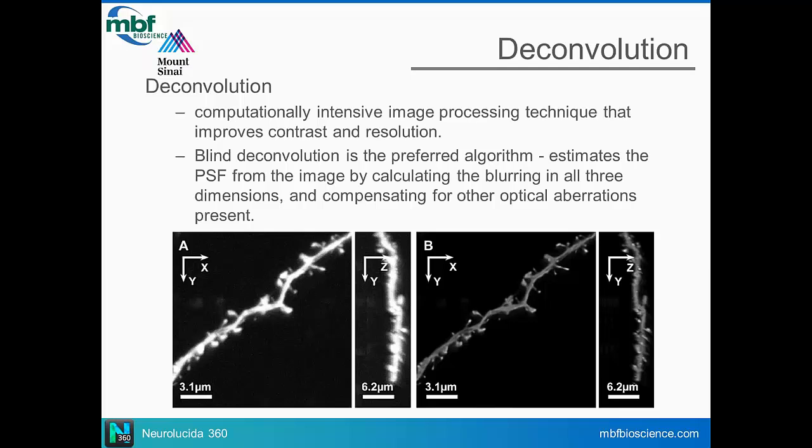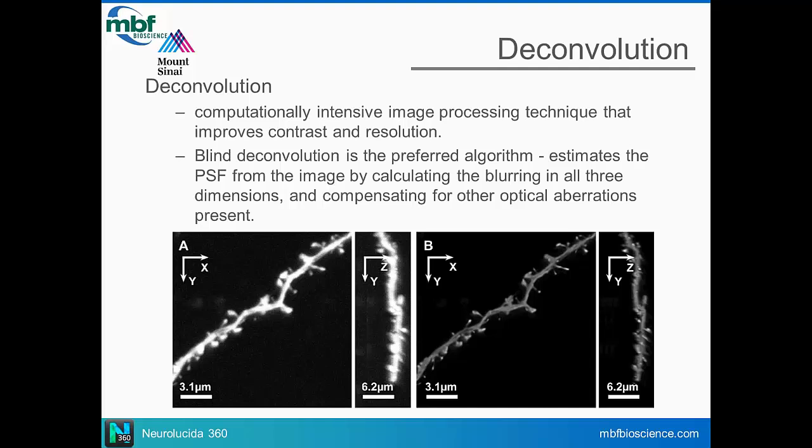With the deconvolution, as you can see here, this is just an example of one of our dendrites, and it's an imaging processing technique that improves the contrast and resolution of your sample. And we use the blind deconvolution algorithm. This algorithm estimates the point spread function from the image by calculating the blurring in all three dimensions and then compensating for it for other optical aberrations. And so as you can see, it gets any kind of unfocused pixel or voxel, and it really makes everything much more crisp.